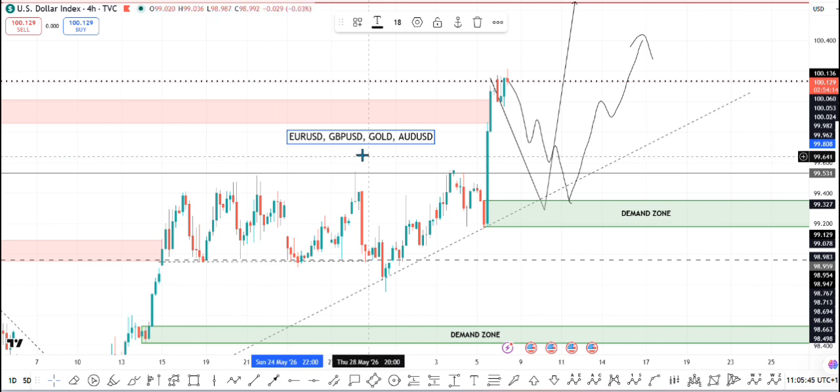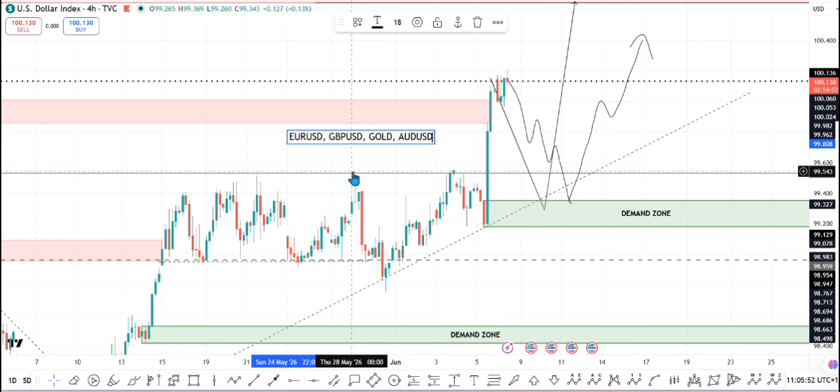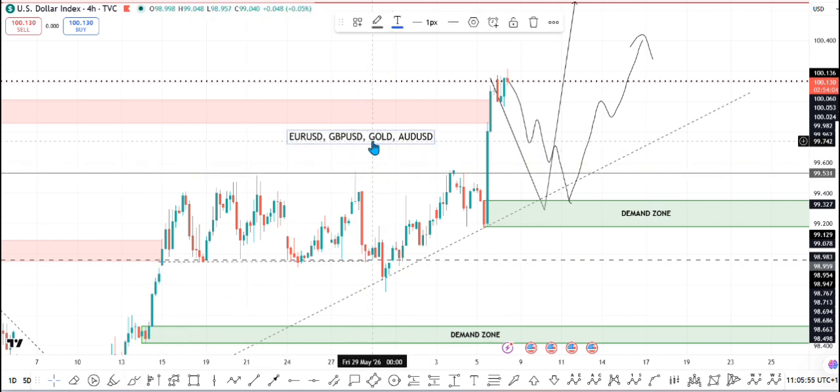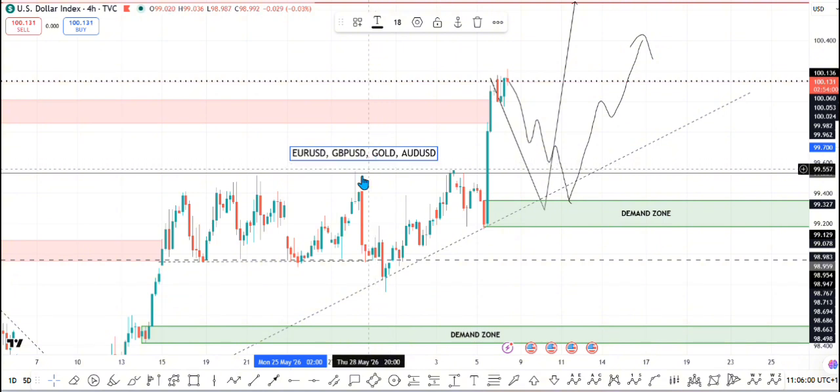You look for opportunity to sell all of these instruments I listed here. But for now, while the price begins to come here, you'll be looking for opportunities only to buy them. Only to buy them. All right, let's see how this plays out today.